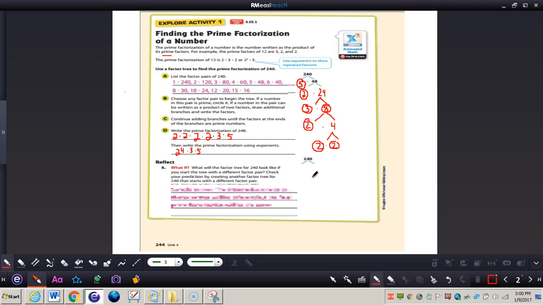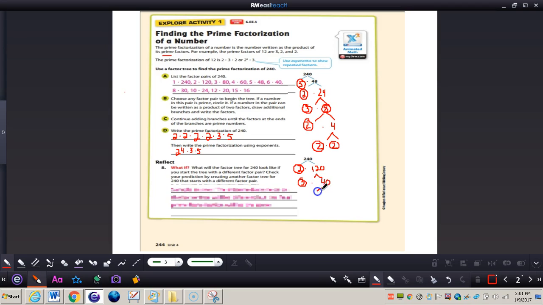Now the reflect question is, what will the factor tree for 240 look like if you start the tree with a different factor pair? Check your prediction by creating another factor tree for 240 that starts with a different factor pair. So let's say, for example, I start out with 2 times 120. Let's see what happens. So I know 2 is prime. Can circle that. We're going to break down 120. I have 3 times 40.